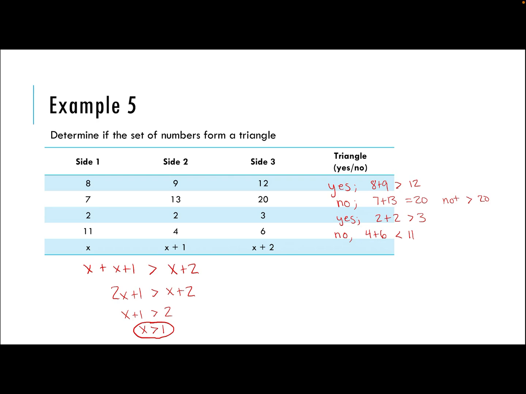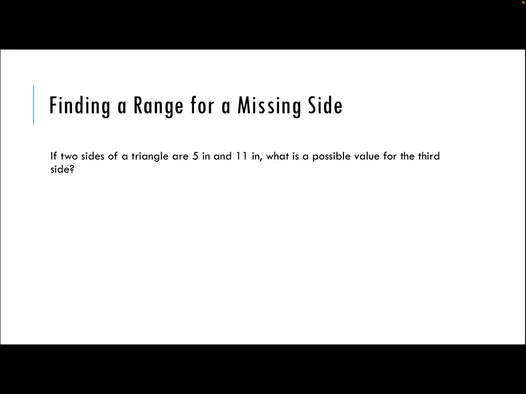So now let's put this in practice in some real world examples. Oh, I'm sorry. We got one more thing. We have to find the missing range of possible values for a third side of a triangle. So if you know 5 and 11 are two sides of a triangle, what's the possible value of a third side? Say the 5 is side 1, and 11 is side 2. Is it possible that side 3 equals, we'll say, 4 inches? Could side 3 equal 4?